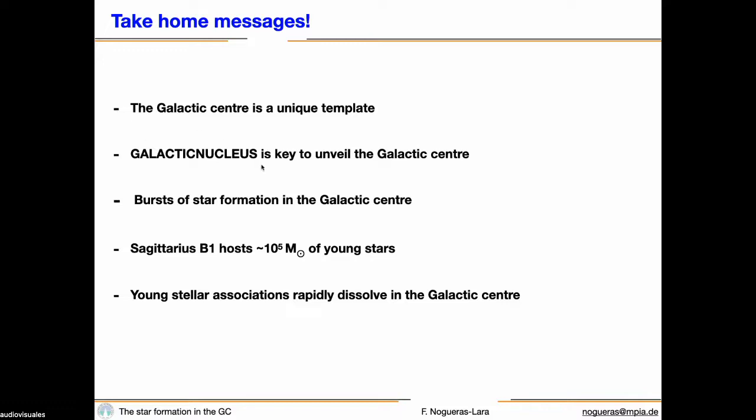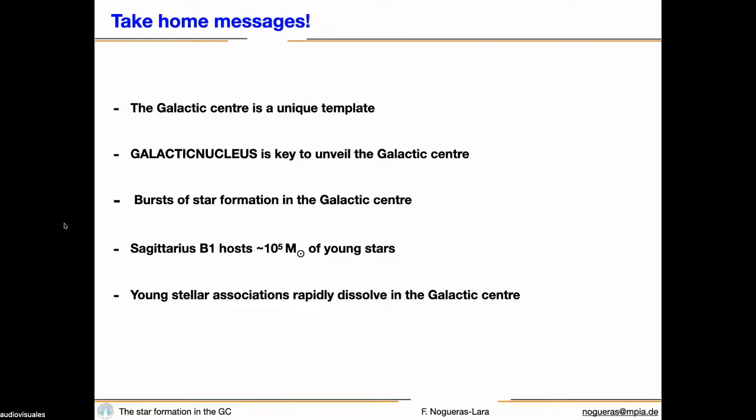Then the galactic nucleus survey is changing this game. It's key to unveil the star population that we have in the galactic center. We have a star formation history there that was quite episodic. So we don't have a quasi-continuous star formation history. We have bursts of star formation, and particularly this big one, 1 gigayear ago.